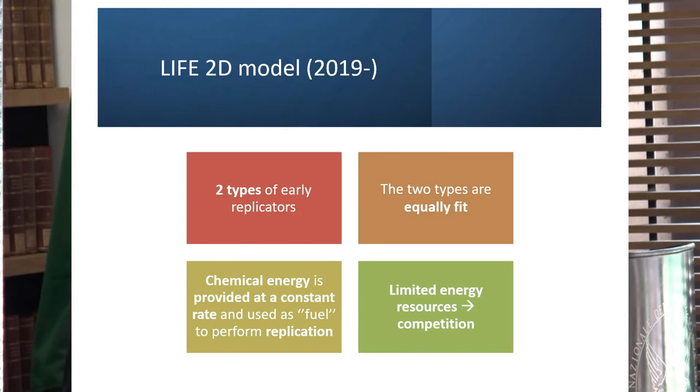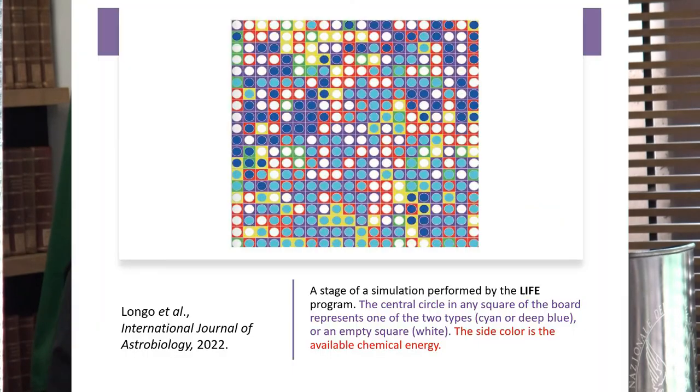Now, in a life two-dimensional model, which is a toy model we started to develop three years ago, you have two types of early replicators. The two types are equally fit, so the environment is not making any preference. Chemical energy is provided at a constant rate and is used for a very simplified metabolism, and because of the limited energy resources, you observe competition, which is not direct. These simulated species are not aggressive toward one another, but of course they feed on the same food. So this is an example of what you see when you run a life program.